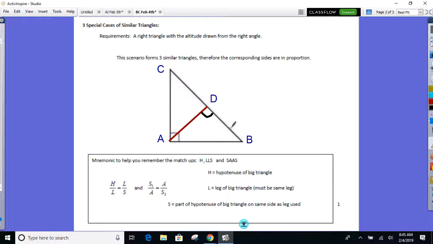Take triangle ADB for me. Compare it to the big one, CAB. They both have what type of angles? Right angles, and they both share which angle? Angle B. Let me say that again. They both have right angles and they share angle B. What do you know about those two triangles? They're similar. Ding, ding, ding.